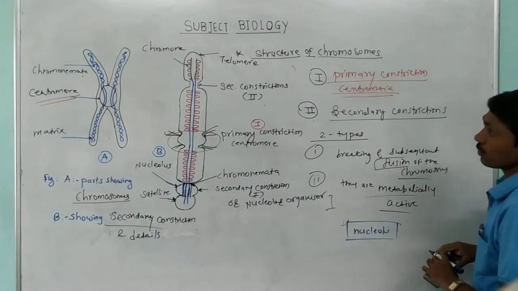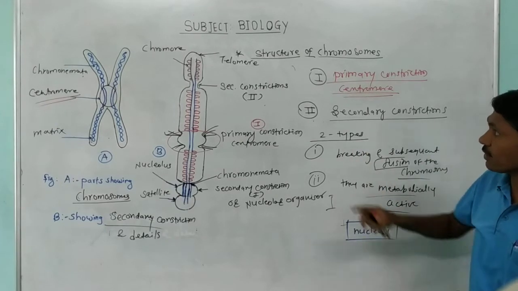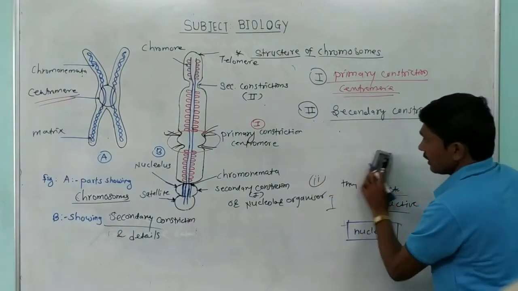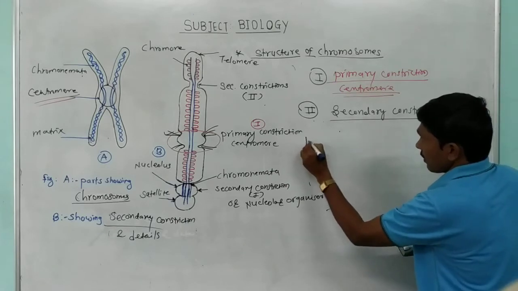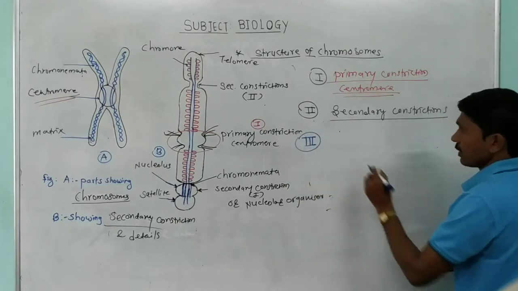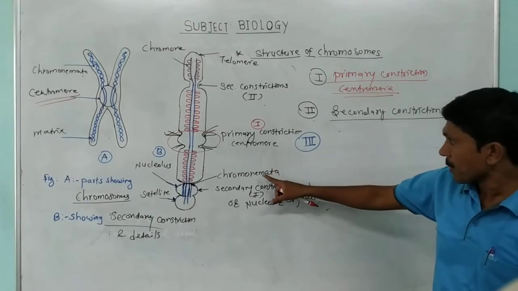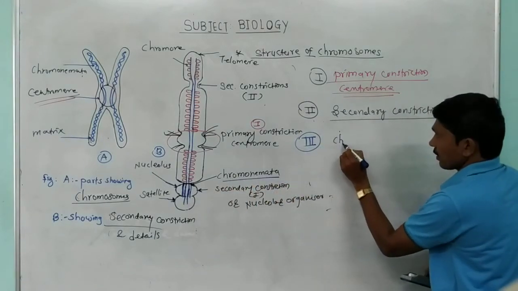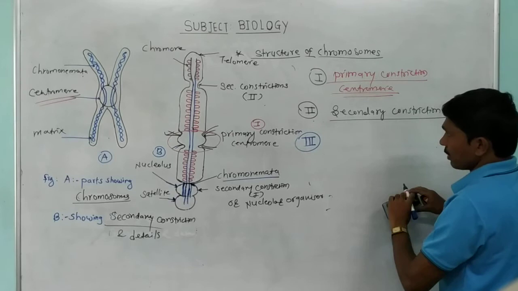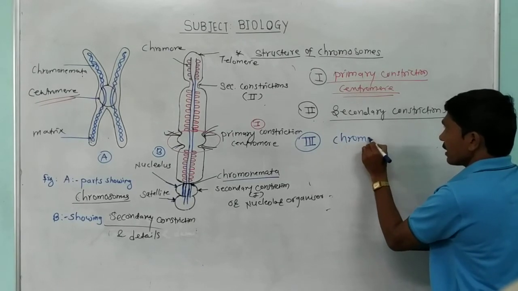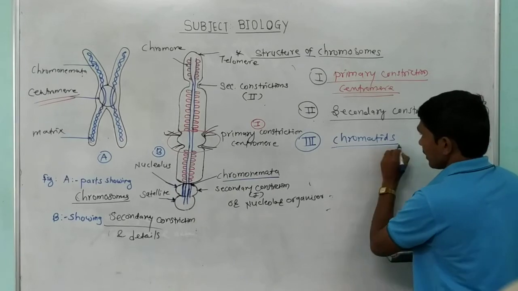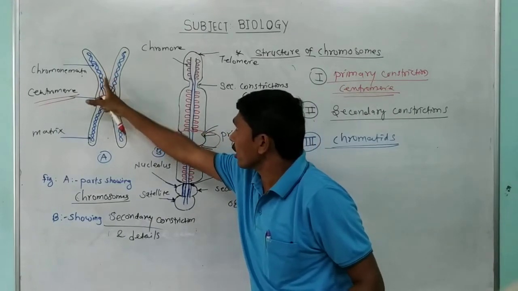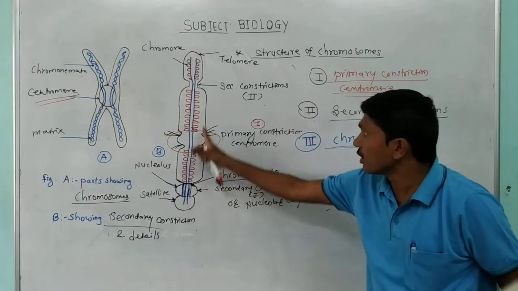In this secondary constriction, then we have to go to the third point, and that third point we are getting sequential study. Third point is chromonemata. Sorry, for example, we are getting chromatids. We will study chromatids. Here, that part is called chromatids. All parts in this part are called chromatids.